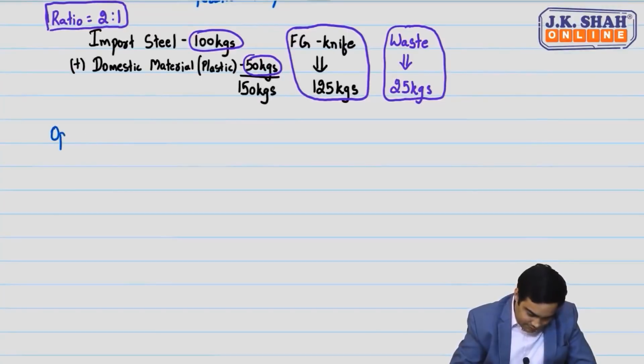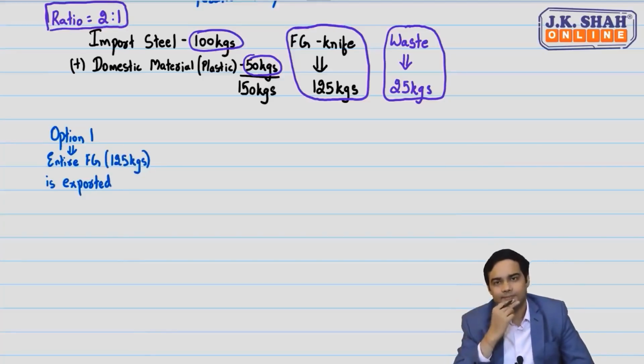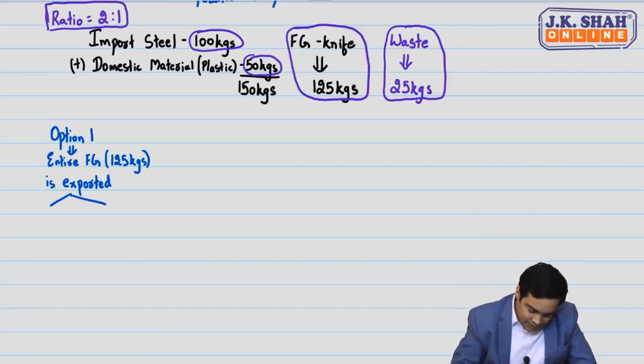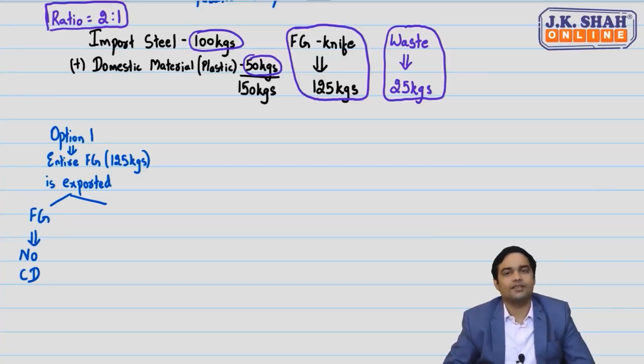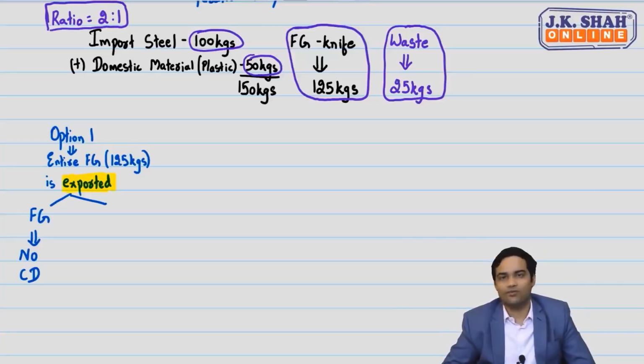Option 1. Entire finished goods is exported. And how much is the weight of finished goods? 125 kgs. Entire finished goods you export. Let's see the taxability of finished goods. Finished goods, no customs duty. Reason? Everything is exported, people. If the entire thing is exported, no customs duty on finished goods. Correct? Because it is completely exported.